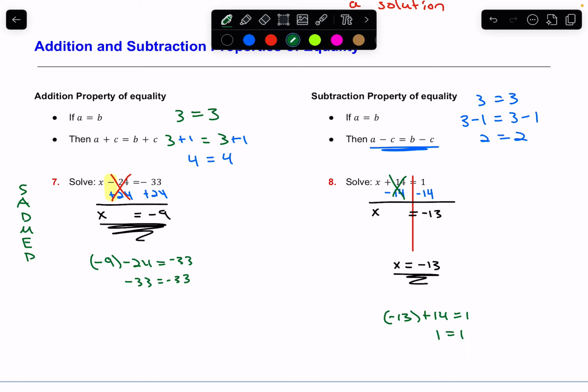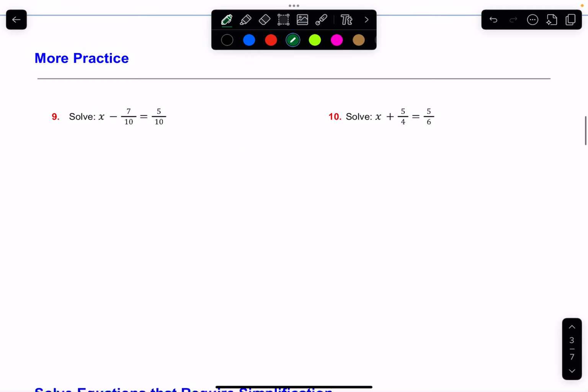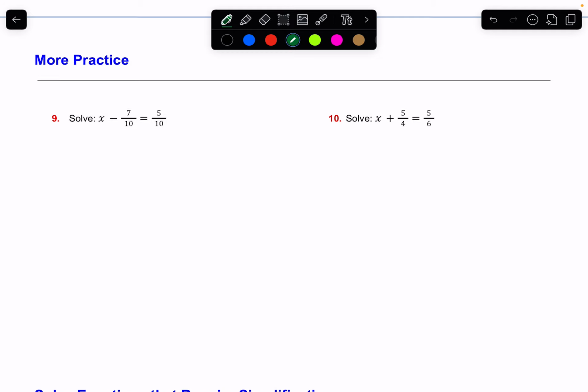Okay, so you're going to notice I draw that red line and all these other neat little pieces of work to make sure I stay organized the whole time. I recommend you do the same. Okay, so let's practice. I encourage you to pause the video and try. These ones involve fractions. Let's see what we got.